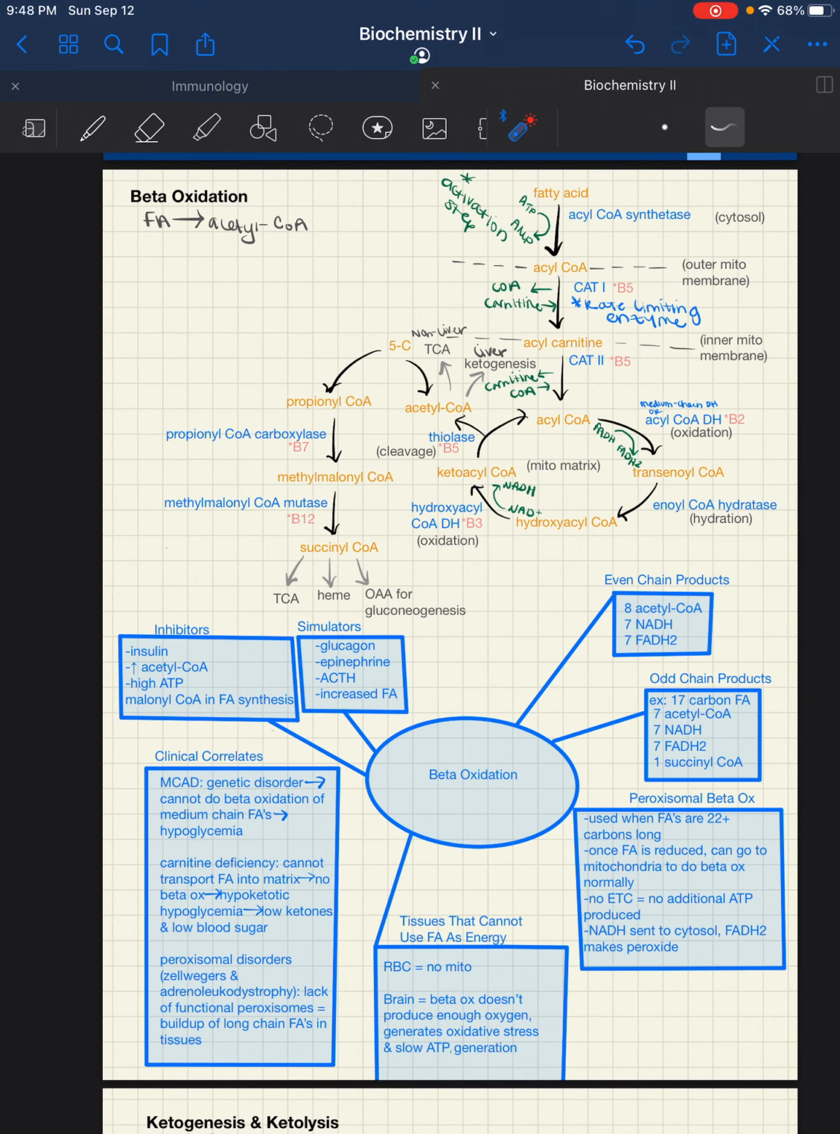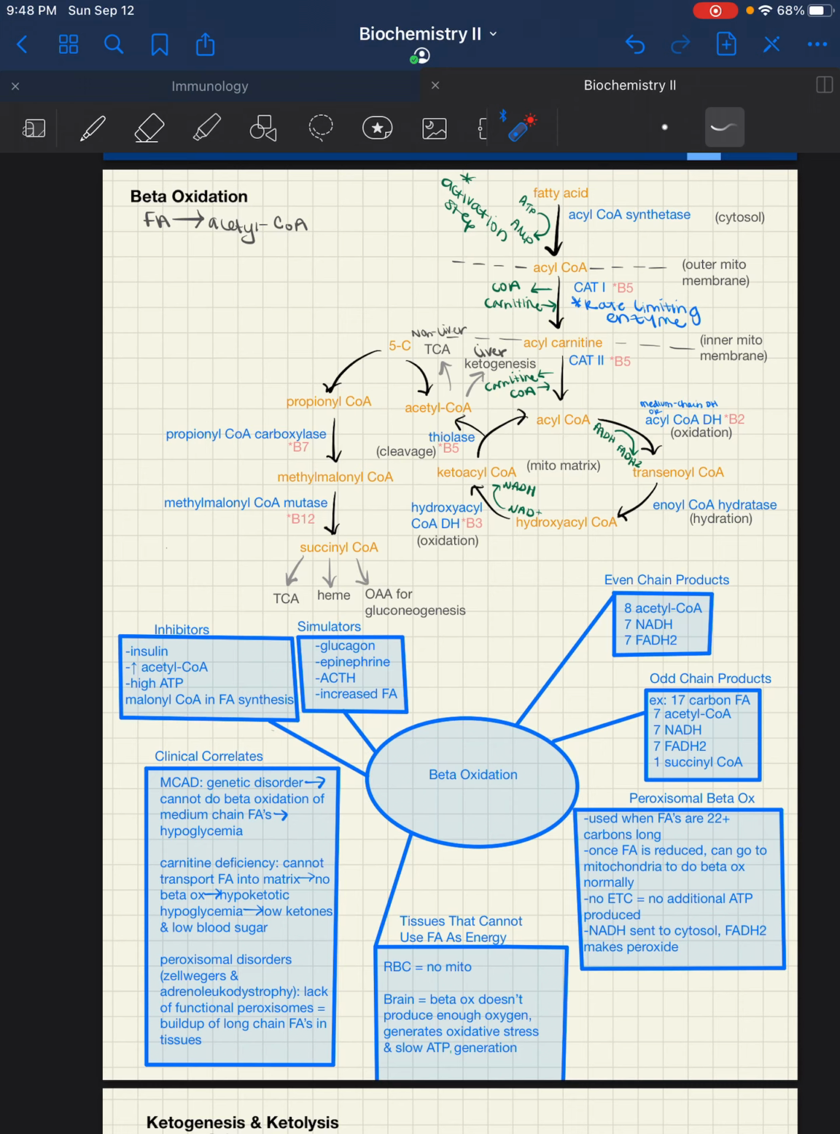Now this next step, so we needed acetyl-carnitine because acetyl-carnitine is the only one that can move through the inner mitochondrial membrane to get into the matrix. Now that we're inside the matrix, CAT2 is going to take off carnitine and put back on CoA. So we get acetyl-CoA again.